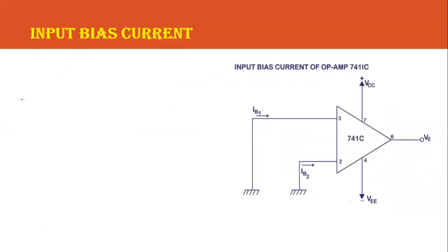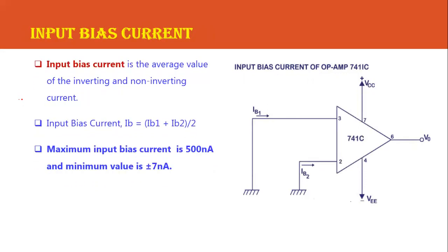Next one is input bias current, denoted with IB. This is nothing but the average value of the inverting and non-inverting input currents. That is, IB is equal to (IB1 plus IB2) by 2. For IC741, the typical value of this input bias current is 500 nanoamps, and the minimum value that we can obtain is plus or minus 7 nanoamps.